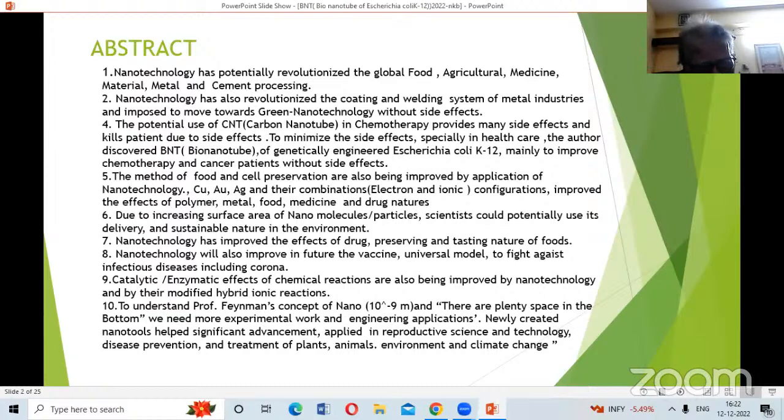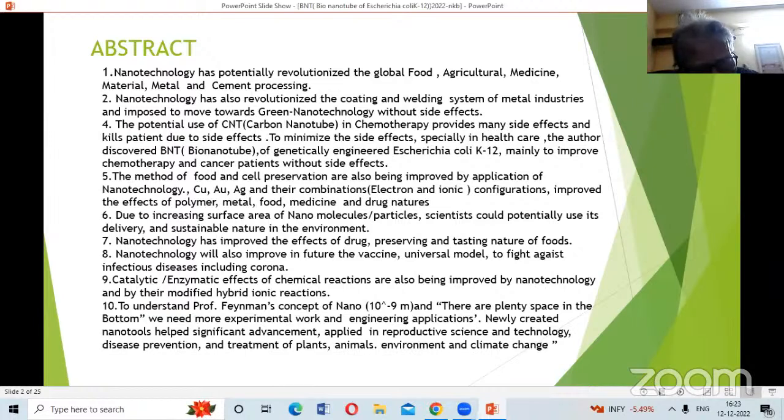To impose chemotherapy on a cancer patient without side effects. And most of the CNT, carbon nanotube, has been used in drug delivery because of its structure. I'll be coming to the slides. Because of its structure, drugs can be immobilized in the carbon nanotube and transported through blood transfusion to the cancer patient and targeted to the cancer cell. It is well known to everyone that the CNT has been used for chemotherapy and immobilization of cancer drugs.